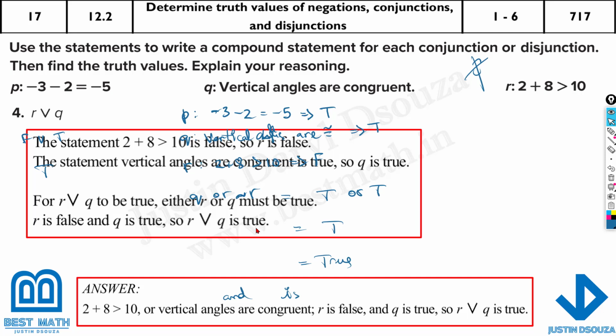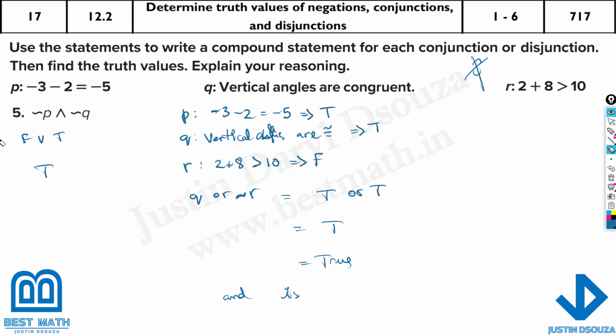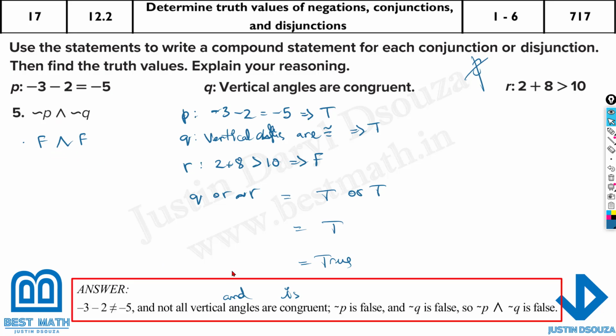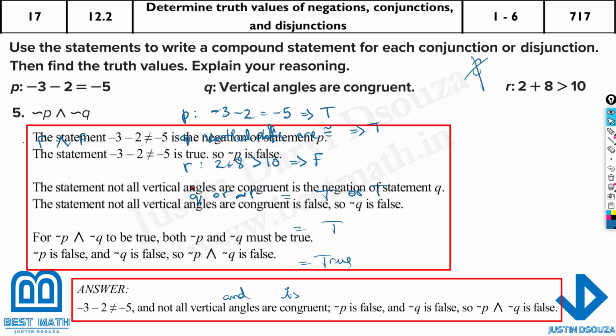That's the thing. And what about this one? Negation P and negation Q. Now the first one was true, but then negation P is false and negation Q is also false. See here when it's and, even if one is false, it's false itself. So the answer is false here, no doubt. So that is the answer, it's false.